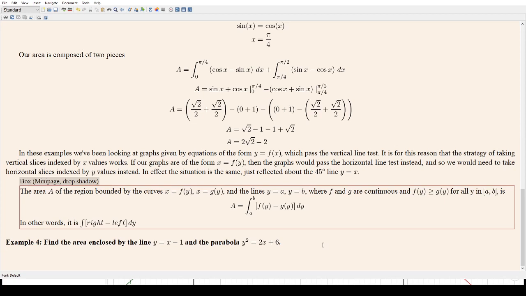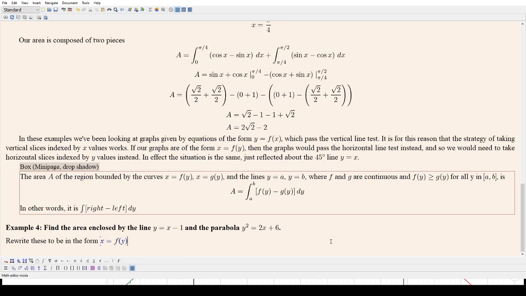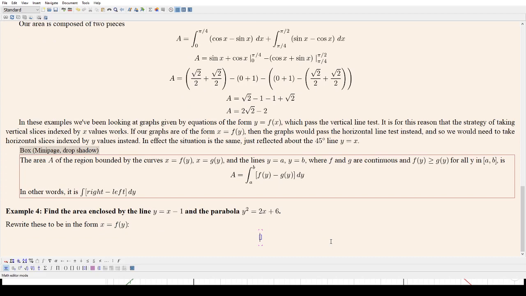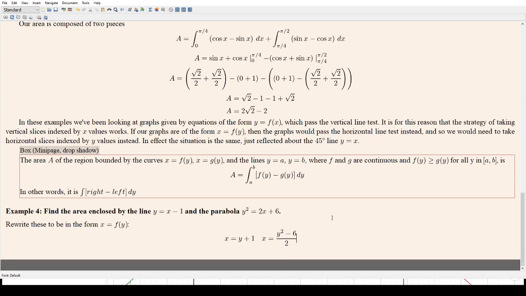So find the area enclosed by the line y equals x minus 1 and the parabola y squared equals 2x plus 6. So before we do anything else, let's just rewrite these to be in the form x is a function of y. So for this one, just move 1 to the other side, so x is equal to y plus 1. And then for the other one, move 6 to the other side and then divide by 2. So x is equal to y squared minus 6 over 2, like so.